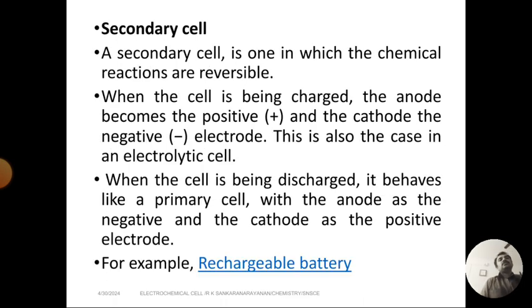A secondary cell is one in which the electrochemical reaction is reversible, and when the cell is being charged, the anode becomes positive and the cathode is the negative electrode. This is also the case in the electrolytic cell. When the cell is discharged, it behaves like a primary cell, in which the anode is negative and the cathode is the positive electrode. Example, rechargeable batteries.